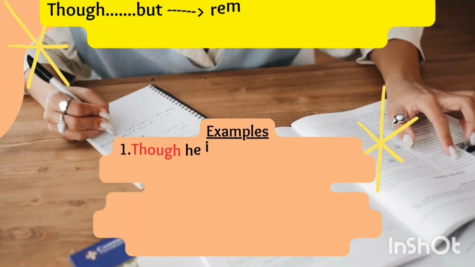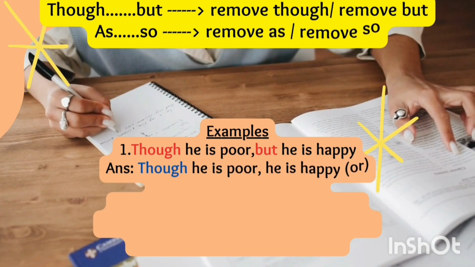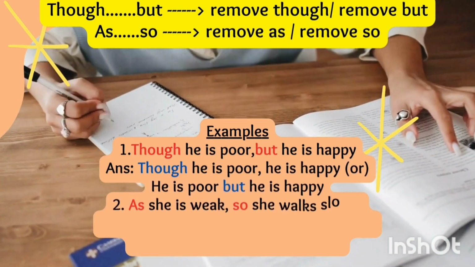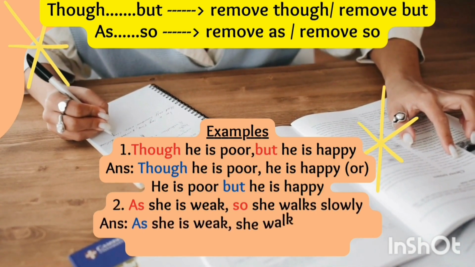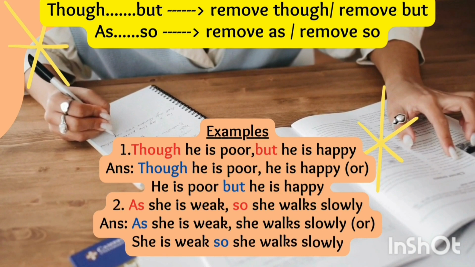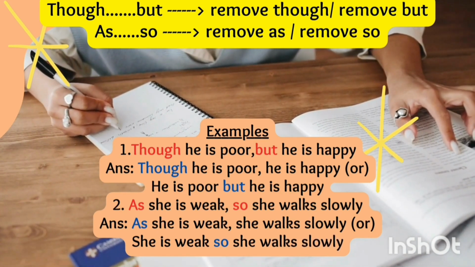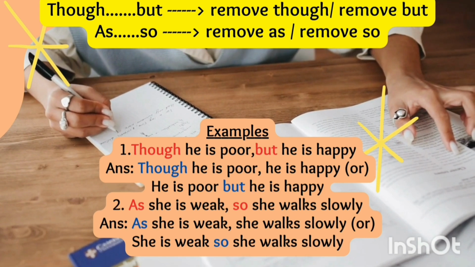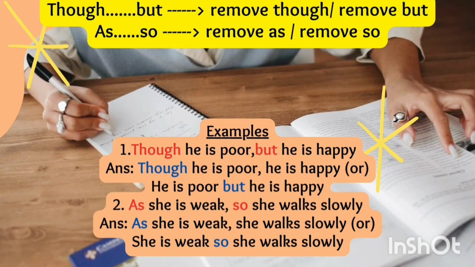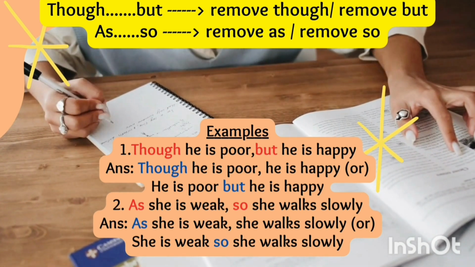If the given statement consists of though followed by but, then we need to remove though, else we need to remove but. If a sentence consists of as followed by so, then we need to remove as, else we need to remove so. Let us see examples. First one, though he is poor, but he is happy. We need to remove though, else we need to remove but. Answer, though he is poor, he is happy. Else, he is poor, but he is happy.